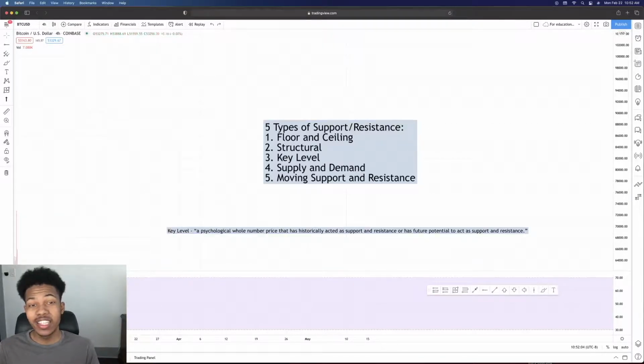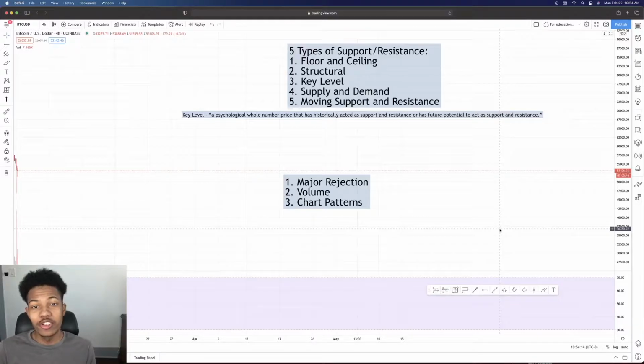So I define key level support and resistance as a psychological whole number price that has historically acted as support and resistance or has future potential to act as support and resistance. You'll begin to understand the definition once I go and show you on my chart. So if that doesn't make sense to you, it's okay.